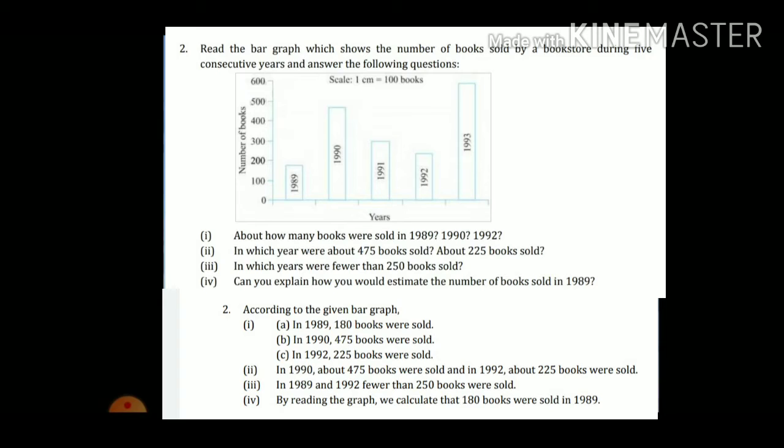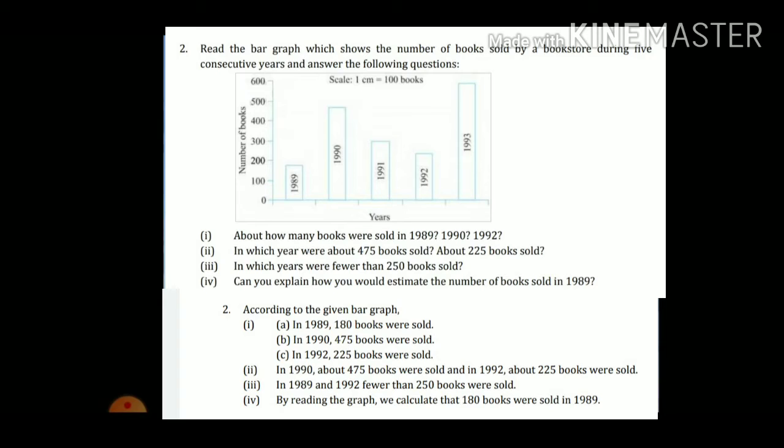And now in this case of the third question, that is in the year 1992, the bar graph is a little more than 200. So we can say around 225 books were sold in 1992. Now let's come to the second part. In which year were 475 books sold? About 225 books sold. So 475 we have already said is in the year 1990, and 225 we have already said is in the year 1992.